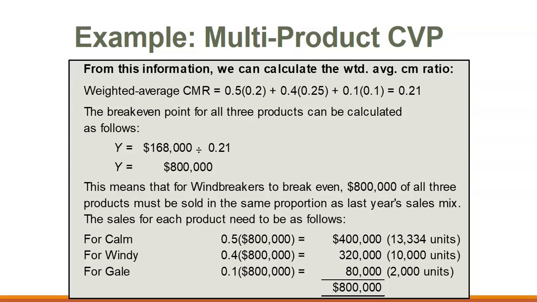That's total sales. In order to determine what number of sales we need for each unit, then, we need to take that times their sales percentage for each unit. So if we have 800,000 total in sales, that is 50% Calm, 40% Windy, and 10% in Gale. That tells us how many units of each at our current projected sales mix we need to sell in order to hit a break-even sales amount.